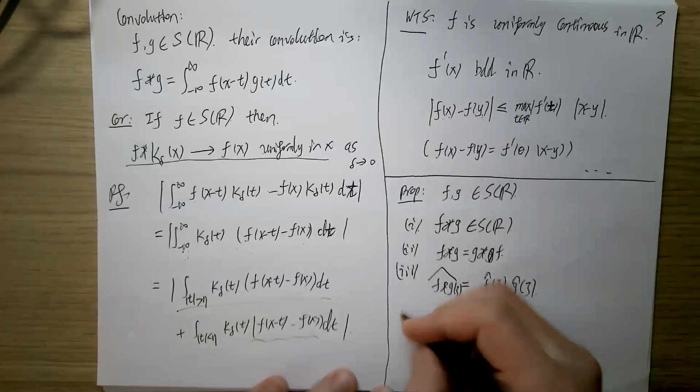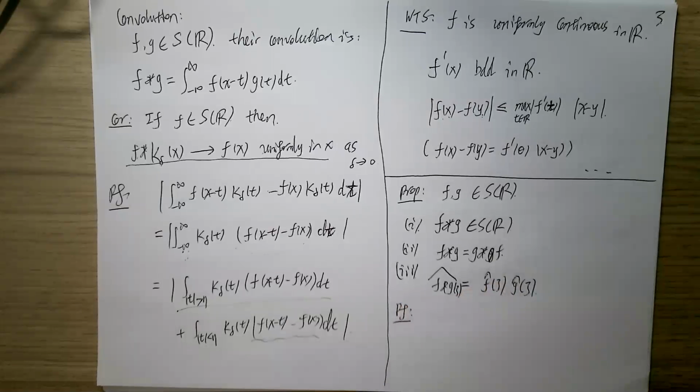So, let me prove that. You can see that this convolution is almost the same as an analog of the corresponding convolution operation of the periodic function. Okay, so let's prove it. Before we prove it, any question?